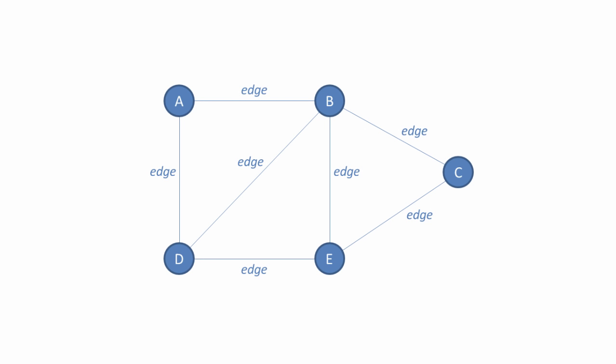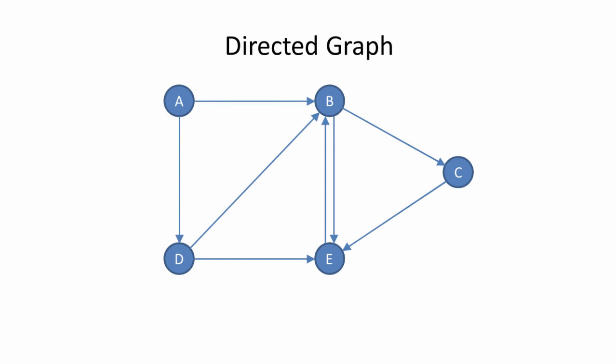Typically, a graph will have more edges than vertices. A graph with lots of edges in relation to the number of vertices is said to be a dense graph, while a graph with few edges in relation to the number of vertices is said to be sparse. In some graphs, the edges are directional. This is known as a directed graph. It's also known as a digraph.